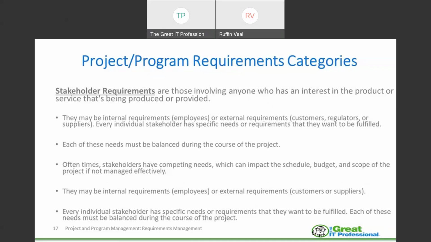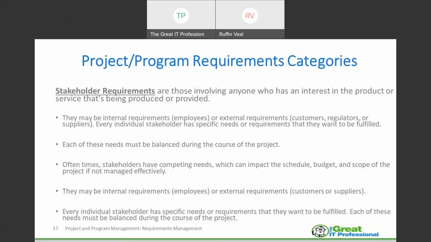Stakeholder requirements are the third category of requirements. This one is important because these are the people who hold the purse strings. These are the people who are funding the project. These are the people who have bought into the project. And we want to make sure that our business analysis and our requirements management involves making sure that we are up to date and continuously informed on what their particular requirements are. They may be internal, they may be external.